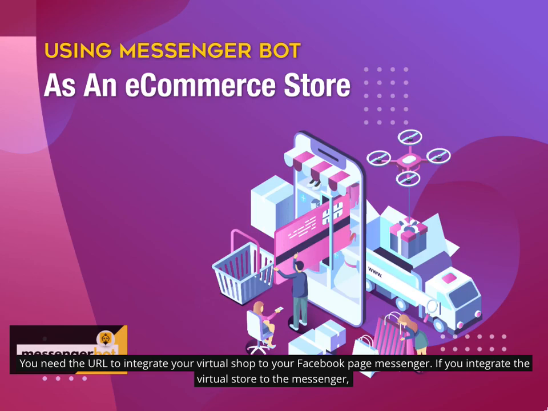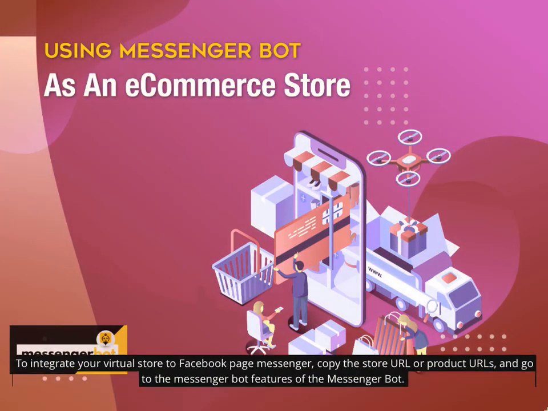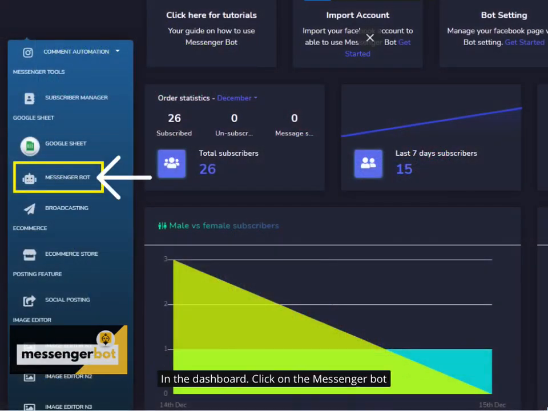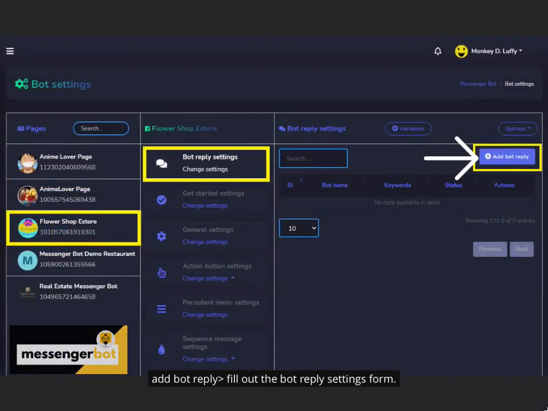If you integrate the virtual store to the Messenger, the client can directly enter your shop by sending a message. To integrate your virtual store to Facebook page Messenger, copy the store URL or product URLs, and go to the Messenger bot features. In the dashboard, click on the Messenger bot. Select Bot Settings and click Actions. Add bot reply. Fill out the bot reply settings form.